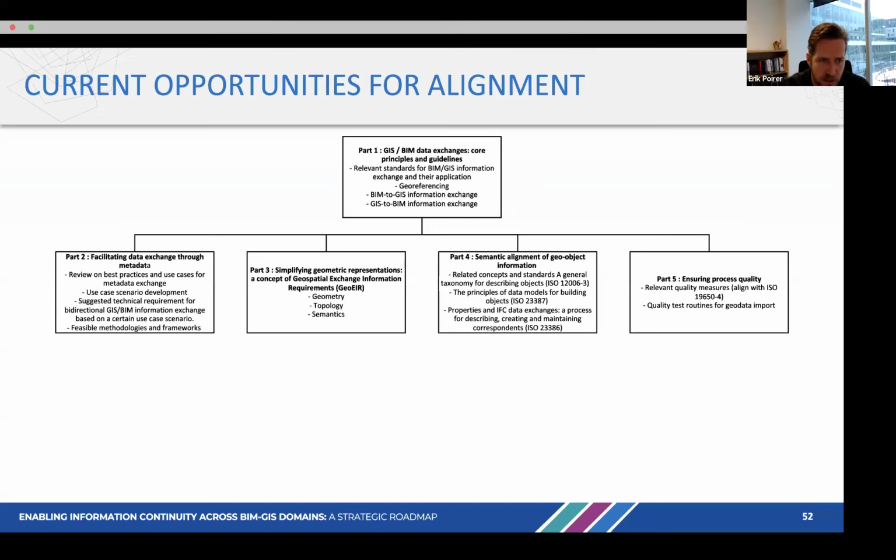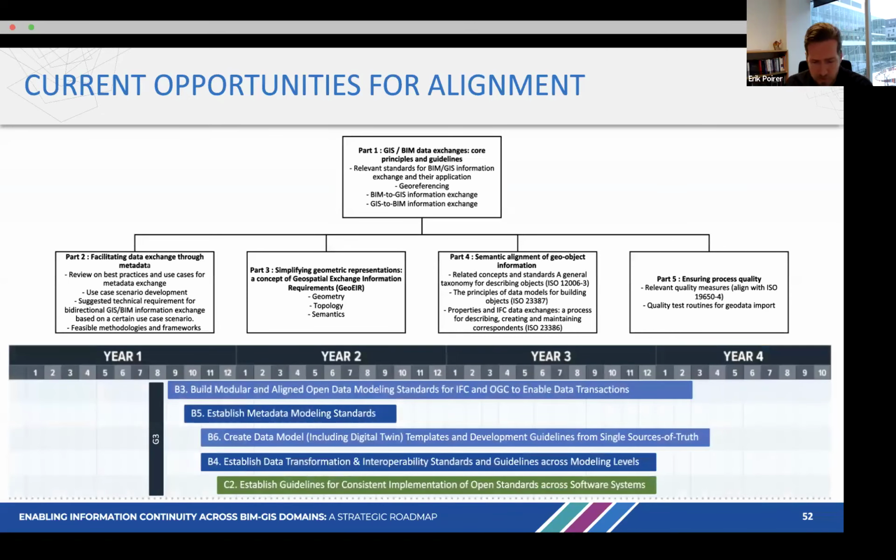Part one is the core principles and guidelines. Part two is facilitating data exchange through metadata. Part three is around simplifying geometric representations. Part four is around semantic alignment of geo objects. And part five is ensuring process quality. So these are all items that support and are implicit in enabling proper use cases.